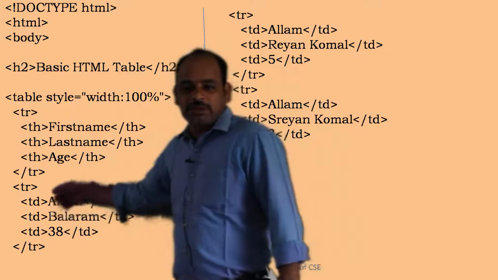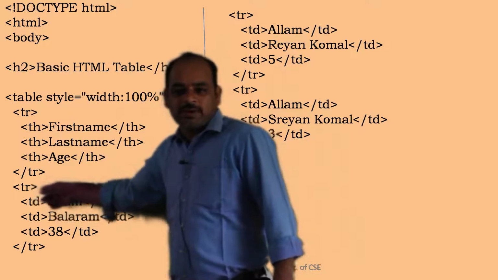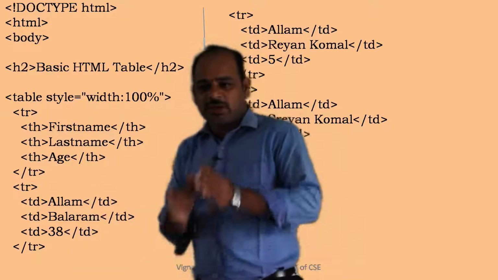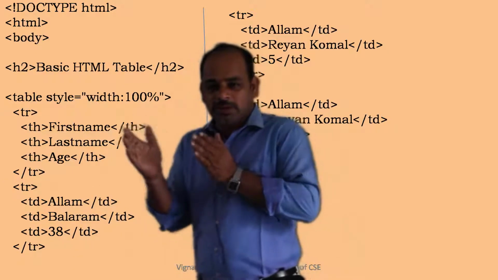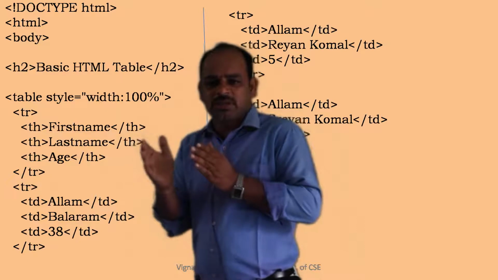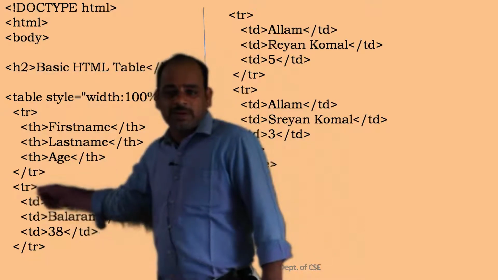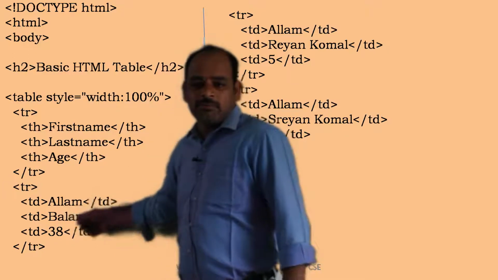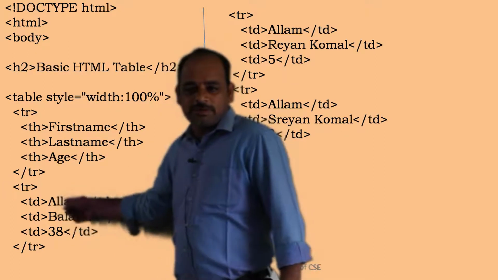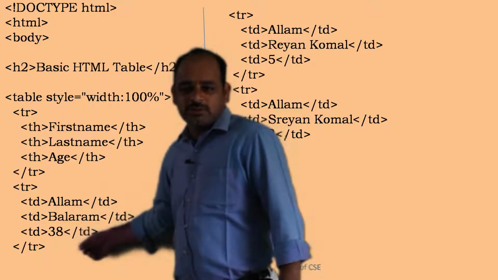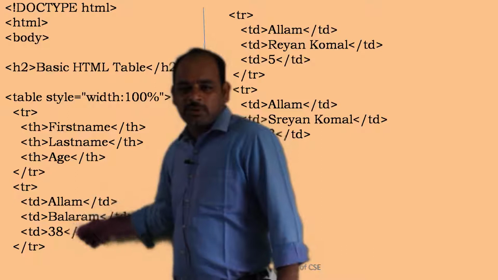Similarly, another row is created by using the tr tag, and in it we store the values in the cells, because we have created one row with three columns. Now for another row we use the tr tag, and here we give the first name, last name, and age values. Finally, close the second row. So one row is inserted.